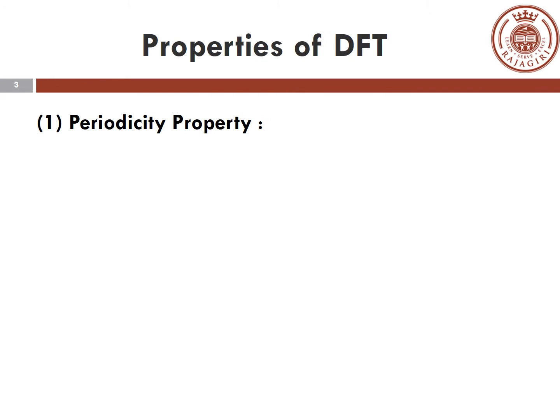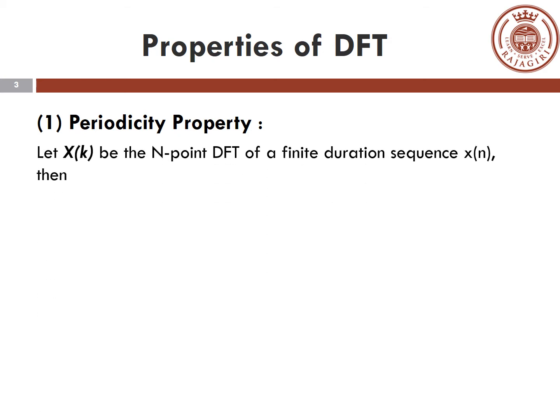The first important property of DFT is the periodicity property. Now, as the statement clearly shows, if you have a finite duration sequence called x of n, and you can see that it repeats after every capital N, in that case, the N-point DFT of this x of n, which is given by x of k, will also repeat after every capital N. So your x of n is periodic with a period of capital N. Similarly, your x of k will also be periodic with a period of capital N.